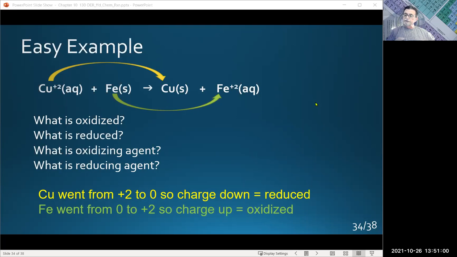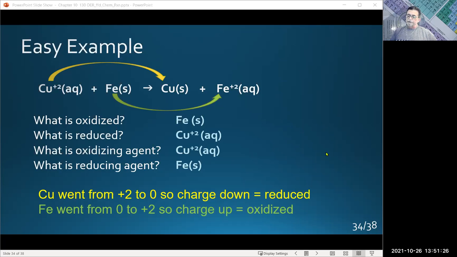Iron starts at 0 and then ends up as +2. This is analogous to single replacement reactions if you think about it. It could be copper 2 chloride reacting with iron to give us iron 2 chloride and copper metal. And so what is oxidized here is the iron.